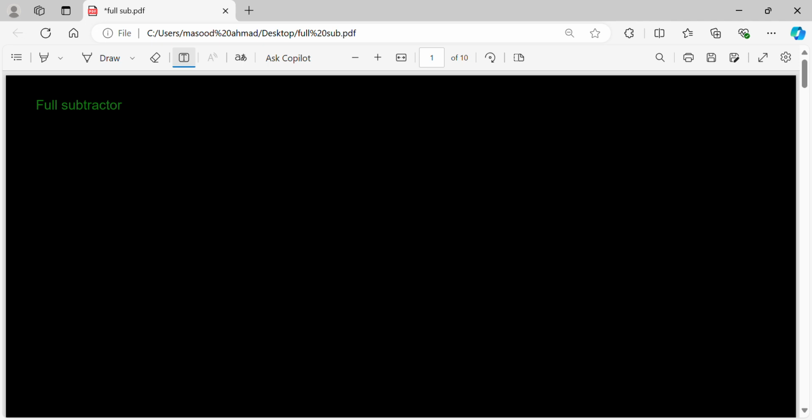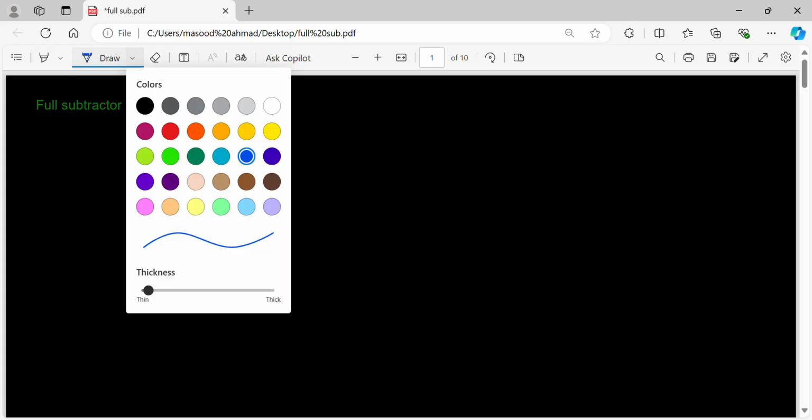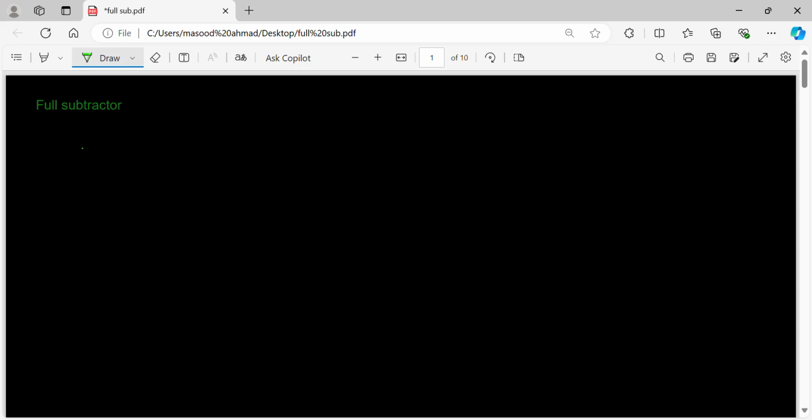My dear students, now we are going to look at full subtractor. Full subtractor is a circuit which is capable of subtracting along with borrowing. So now what I try to do is I will draw the block diagram of full subtractor. So it's something like this.